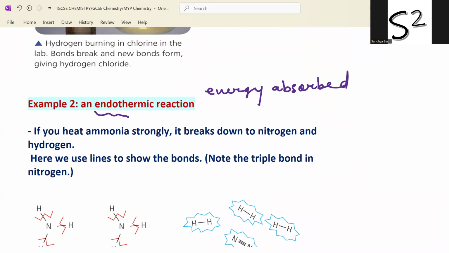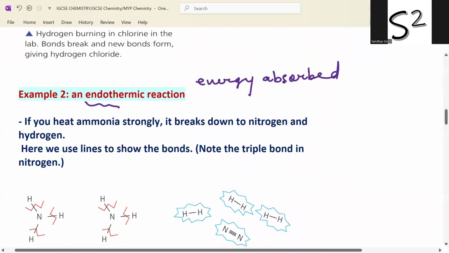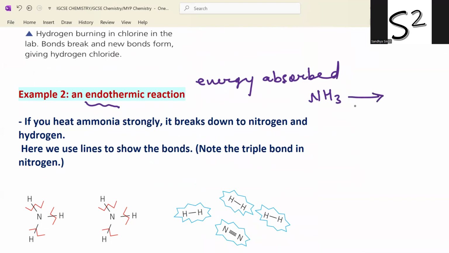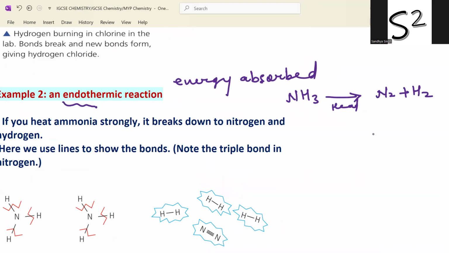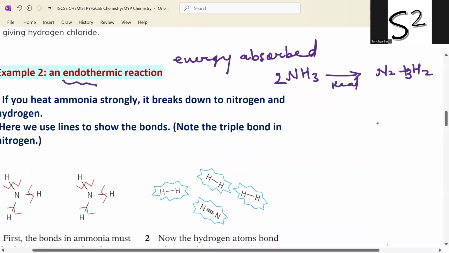Energy absorbed in the reaction. If we heat ammonia strongly, it breaks down to nitrogen and hydrogen. Let's balance it. 2NH3 gives N2 plus 3H2. Now it is balanced.